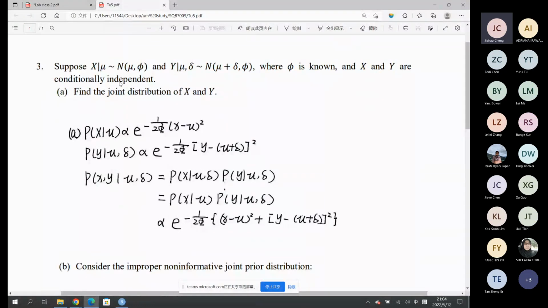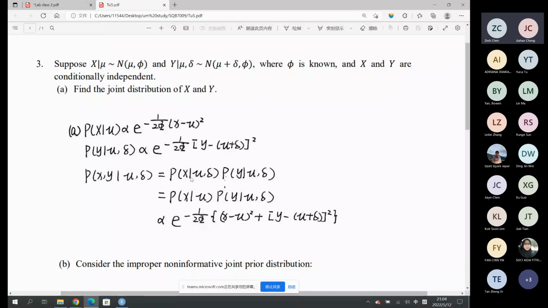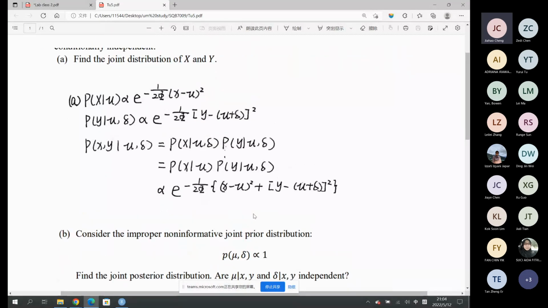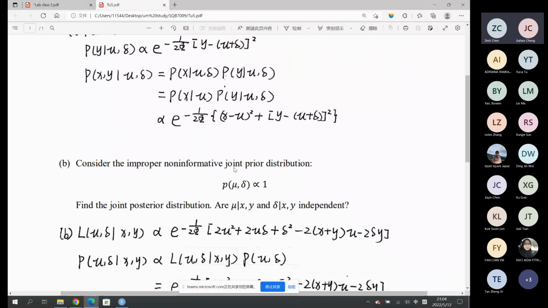So X given mu is the normal distribution with mean mu and variance phi, and Y given mu and delta is the normal distribution with mean mu plus delta and variance phi. Since X and Y are conditionally independent, the joint distribution of X and Y given mu and delta is the product of the two. So it can be written like this.